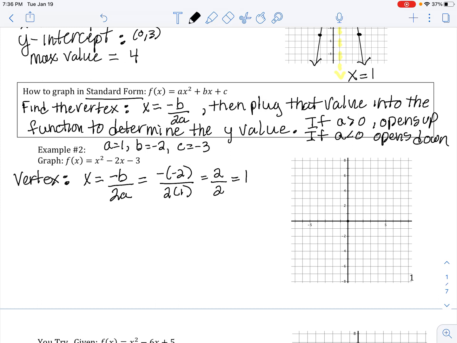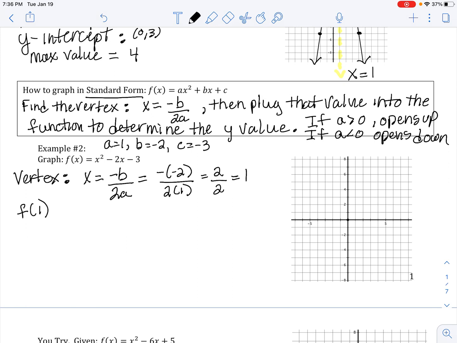Then it says plug that value into the function to determine the y value. So now we're going to do f of 1, which means I'm going to take 1 and plug it in. So that's going to be 1 squared minus 2 times 1 minus 3. So that's going to be 1, subtract 2, which is a negative 1, subtract 3, which is a negative 4. And I also suggest that you use your calculator for these calculations.